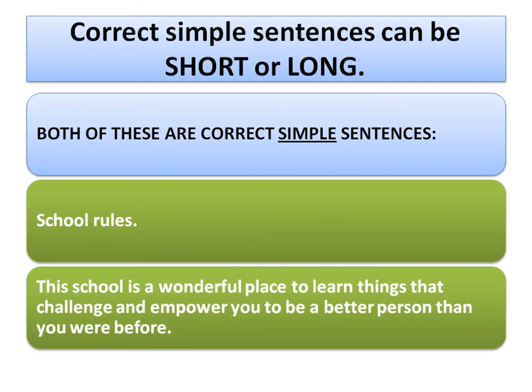Correct simple sentences can be short or long. Length has nothing to do with whether a sentence is a run-on or a fragment. Both of these sentences below are correct, and they are both simple sentences. Neither one is too short, neither one is too long. The first sentence is simply one of those two-word sentences, school rules. The second simple sentence is also correct, although it's got quite a bit of other things in it. This school is a wonderful place to learn things that challenge and empower you to be a better person than you were before. Both of these are simple sentences. They simply vary in length.